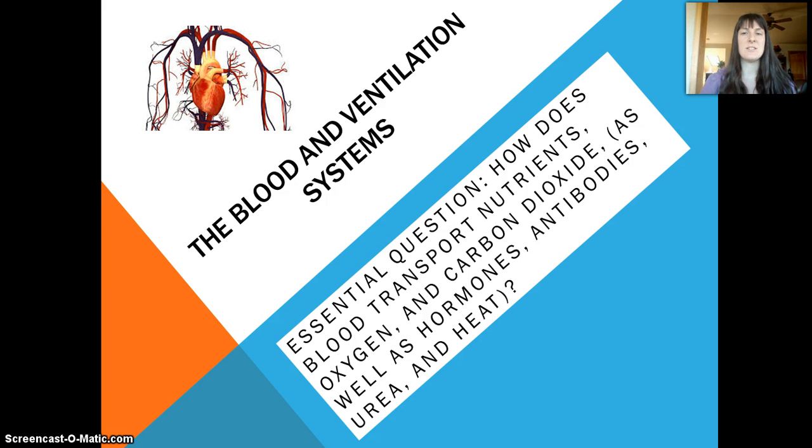So if we break down just this question, we know nutrients, that ties us back to the digestive system. Oxygen and carbon dioxide, that's where the ventilation system comes in, and then those others are things that we're going to talk about more in the future. So we're thinking about how do things get around our body so that every cell is able to communicate with every other and we can be a whole that's greater than the sum of its parts.